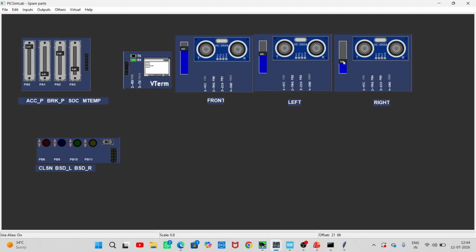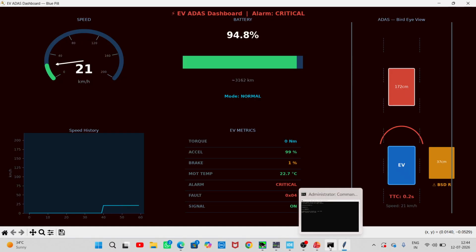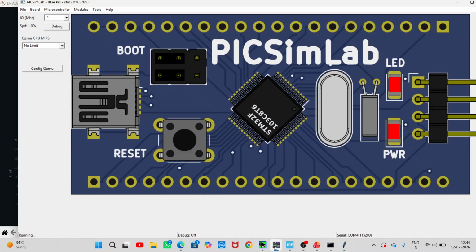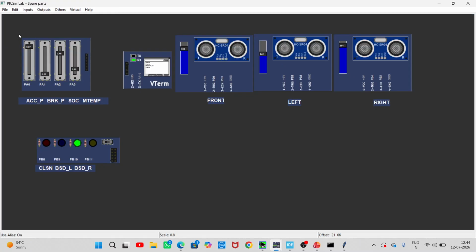Let's see it in bird's eye view. Then I change these EV metrics values also. Back to this one. I decrease the acceleration and increase the brake. Now negative torque will be produced, and SOC also reduces. I increase the motor temperature, then the warning alarm is raised. You see the yellow indicates a warning. We move to the dashboard. We see the updated values.